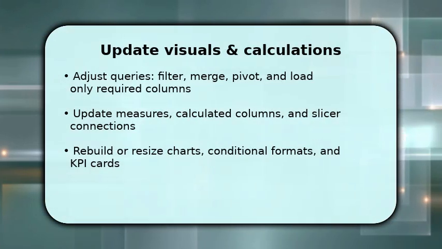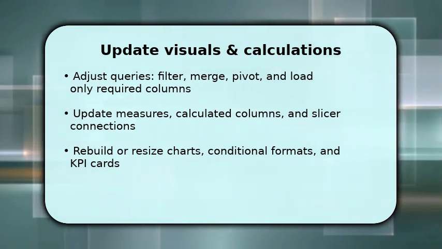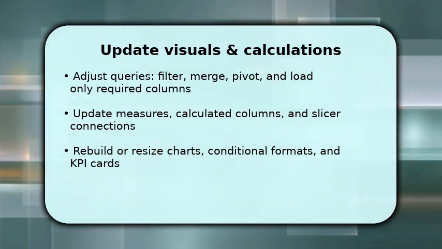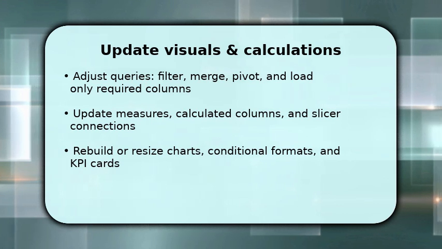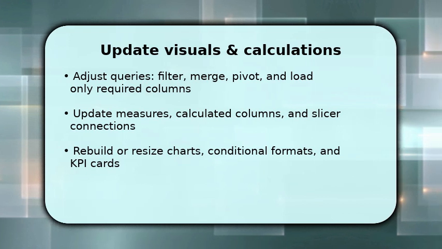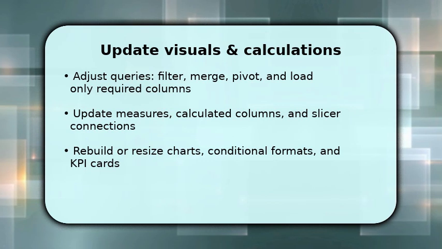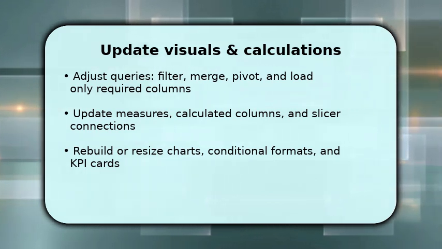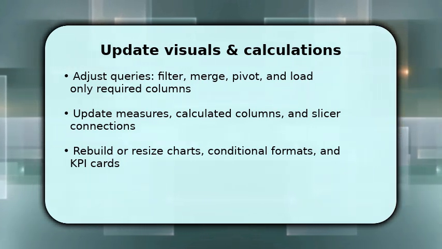You now update the core logic and visuals. Edit Power Query steps to trim, merge, or filter data, then load only the columns you need to reduce workbook size. Next, revise DAX measures and calculated columns so totals and ratios reflect the new schema. Make sure slicers still map to the same fields. After that, update charts, pivot layouts, and conditional formatting. Resize dashboard tiles and reposition KPI cards so labels remain legible, and comparisons stay.